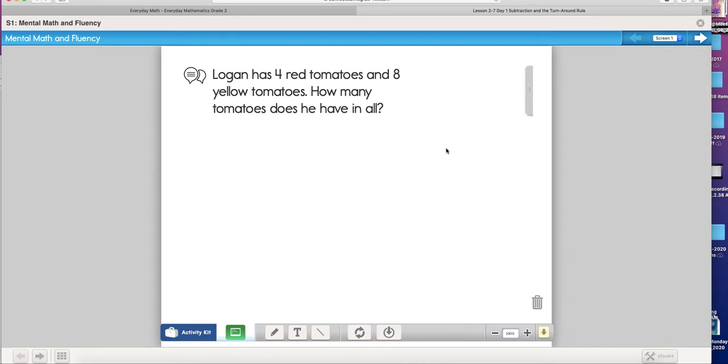Did you add or did you subtract? Add. You added. And what numbers did you add together? 4. Plus? Right, 4 plus 8. So your number model would have been 4 plus 8. Very good. Okay, here we go.